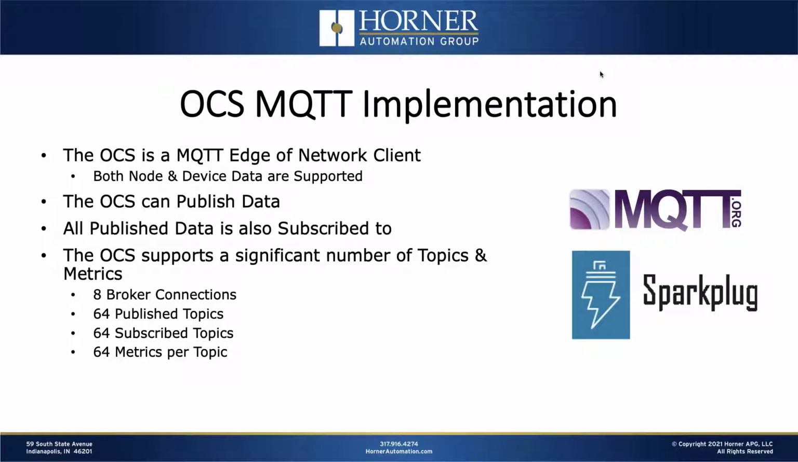Again, the OCS is an edge of network client. It can publish data. All the data that we publish, we can also subscribe to. And we support a fairly significant number of topics and metrics. And remember, metrics are variables. So we can connect with as many as 8 brokers. 1 or 2 is going to be more typical. With each broker, we can publish up to 64 topics, and we can subscribe to 64 topics as well. It's really the same topics. And then you can have as many as 64 variables or metrics per topic. So that's a lot of data that's available there. So it's a pretty good implementation.